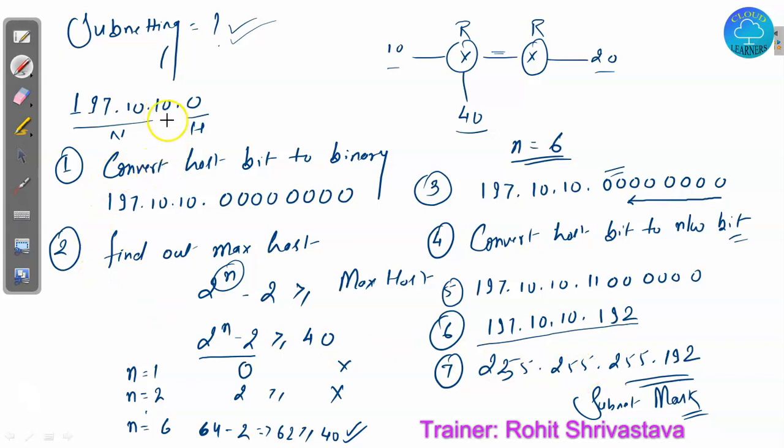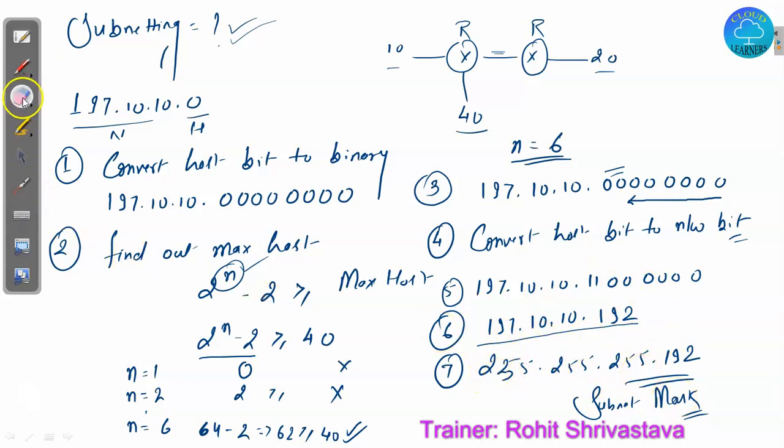First we converted our host bits to binary, then we found out the maximum hosts we require, then we found out the value of n. After finding n, we counted from the RHS. Whatever host bits were left, we converted to network bits by assigning 1 to them, and we calculated the new network, and then we calculated the subnet mask.